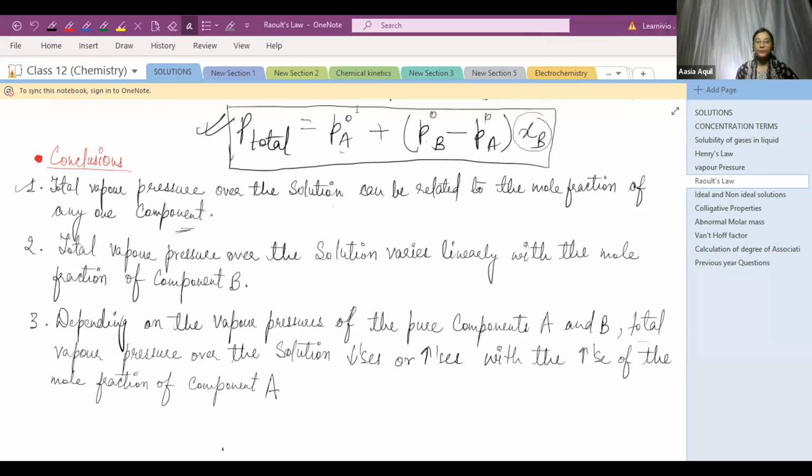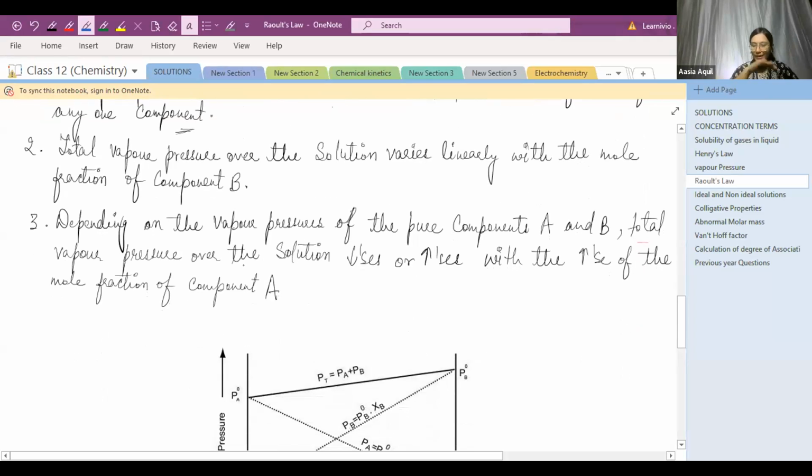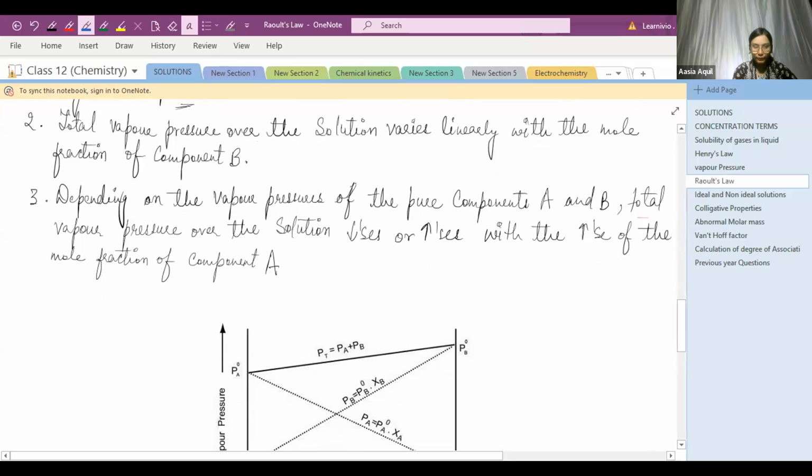So the conclusion was that total vapor pressure over the solution can be related to the mole fraction of any one component, right? So any one component की relate करेगा, right? The total vapor pressure over the solution varies linearly with the mole fraction. When we draw the graph between the total vapor pressure and the mole fraction, you will get a linear graph, right? You will get a straight line graph. Okay, I will show you the diagram of this, how we can draw the graph using that equation.